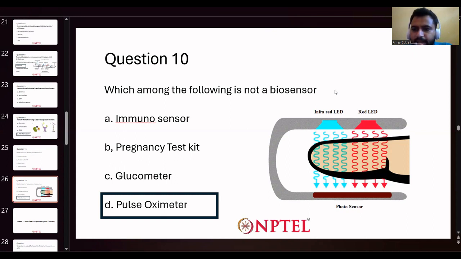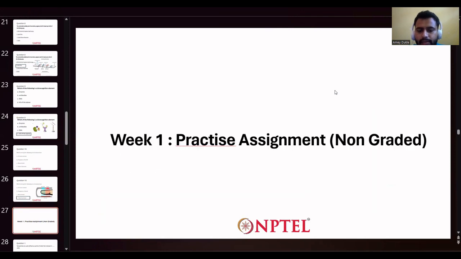Understand the difference between a biosensor and a sensor used for measuring biological parameters. So keep that in mind. So with this, we end the practice assignment 0. Let's go with practice assignment 1.